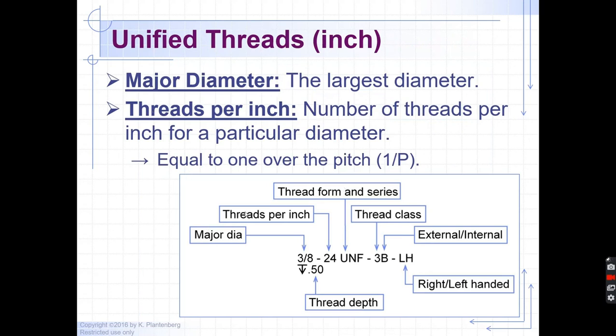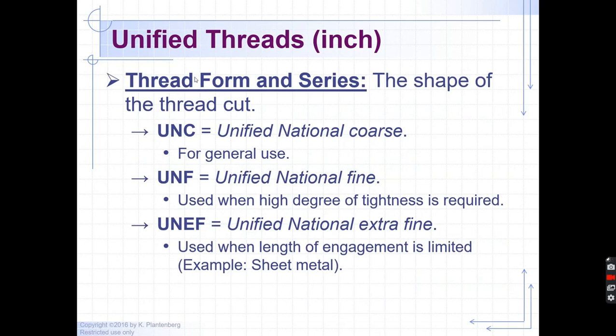Okay, again, the major diameter is the largest diameter. Threads per inch is the number of threads per inch for a particular diameter, equal to 1 over the pitch. Okay, the thread form in series. The most common are UNC, Unified National Coarse, for general use, UNF, Unified National Fine, for higher tightness. UNEF is Unified National Extra Fine, like for sheet metal.